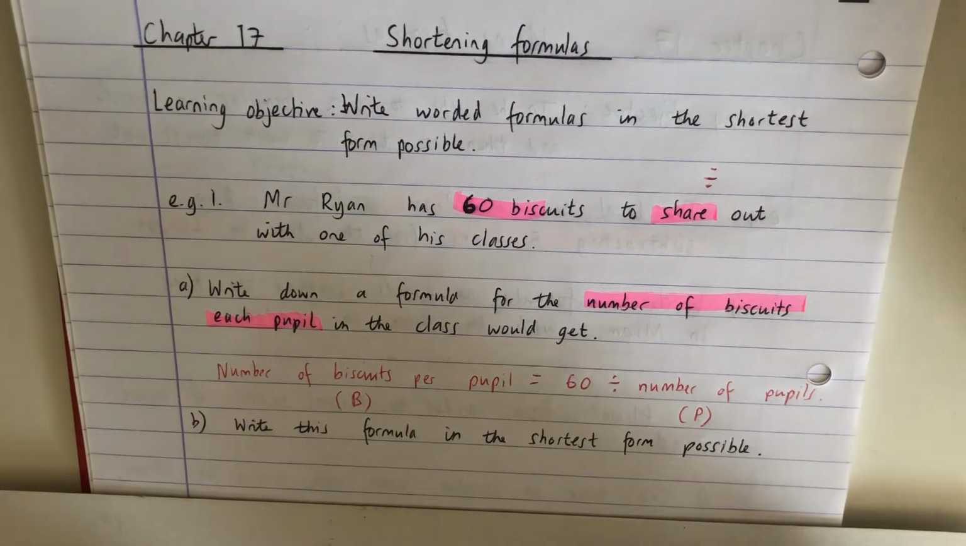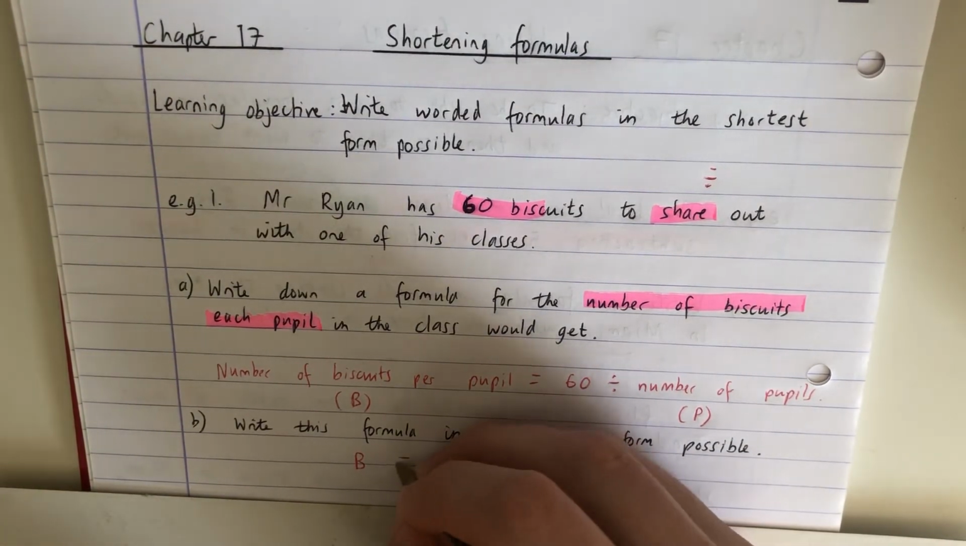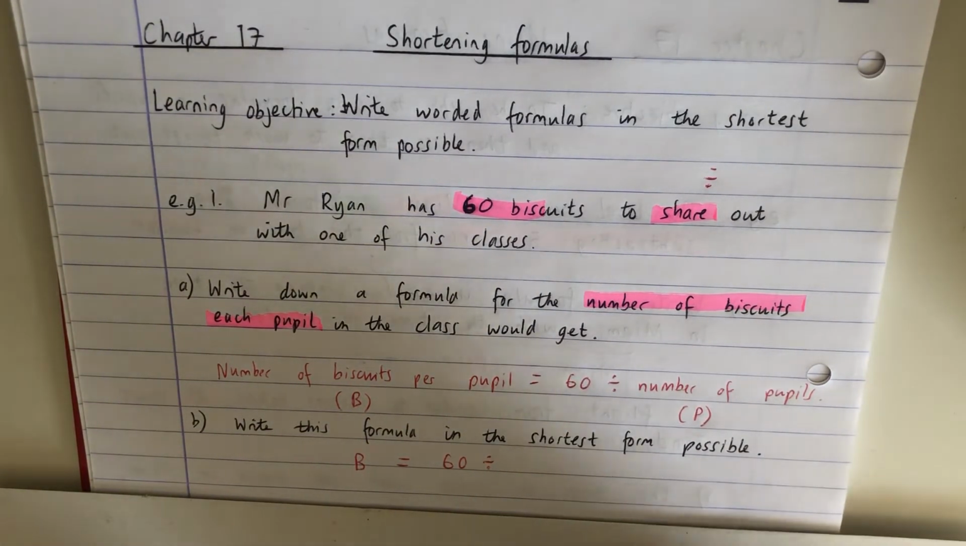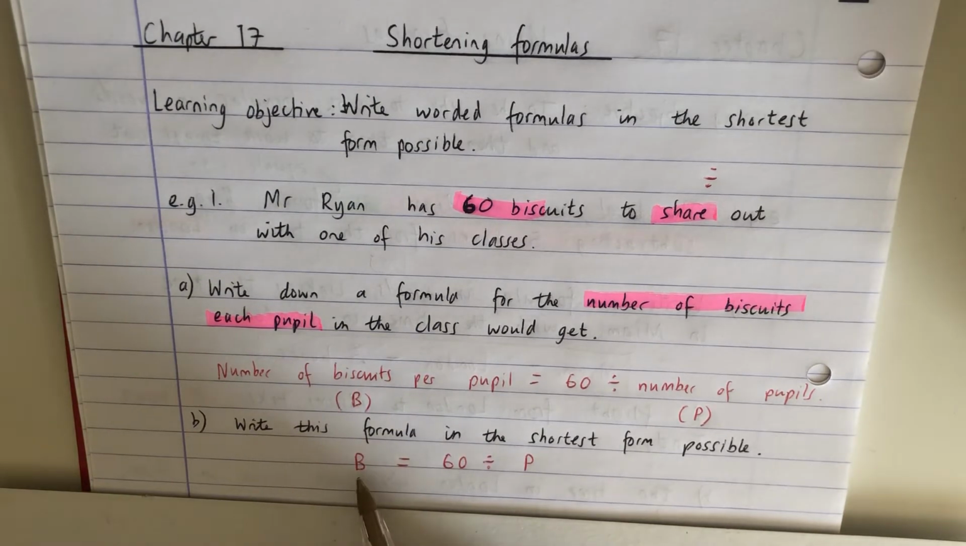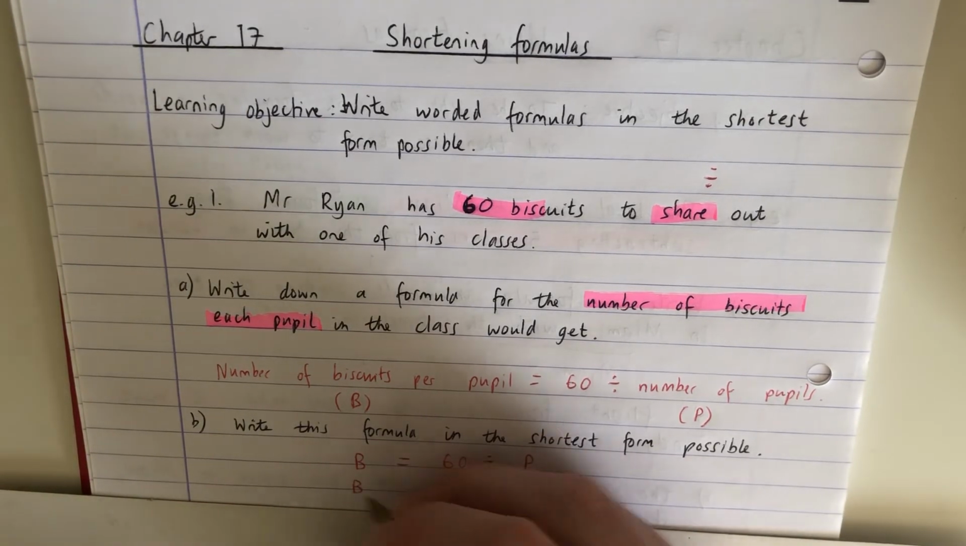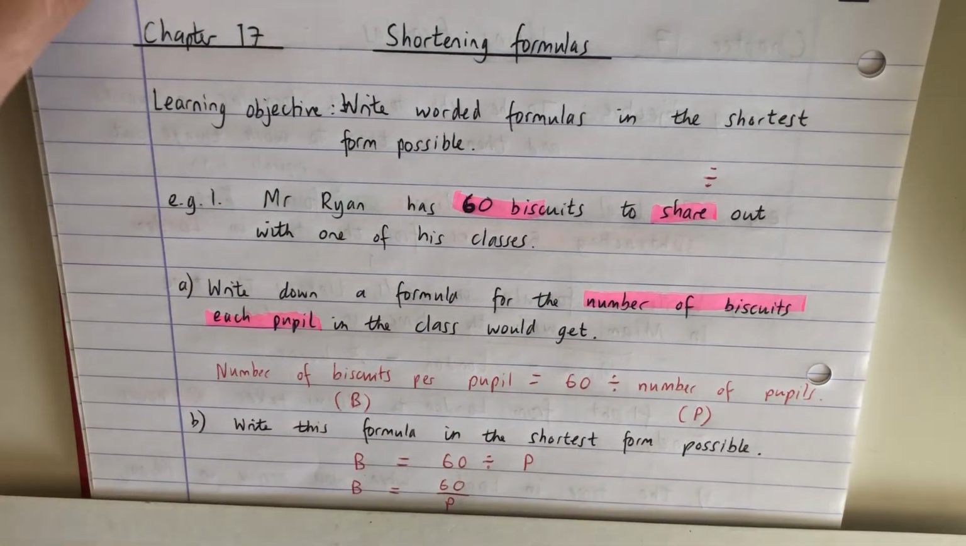So write this formula in the shortest form possible. Well, rather than number of biscuits per pupil, I'm going to write B. Keep the equal sign. 60. Keep the division for now. And rather than write number of pupils, we write the letter P. And that would be read as number of biscuits per pupil is equal to 60 divided by P. Now some of you will know this can be tidied up a little bit more. In algebra, mathematicians don't like the division sign. So the shortest way you can write that to a mathematician anyway is 60 over P. And that would be it for example number 1.